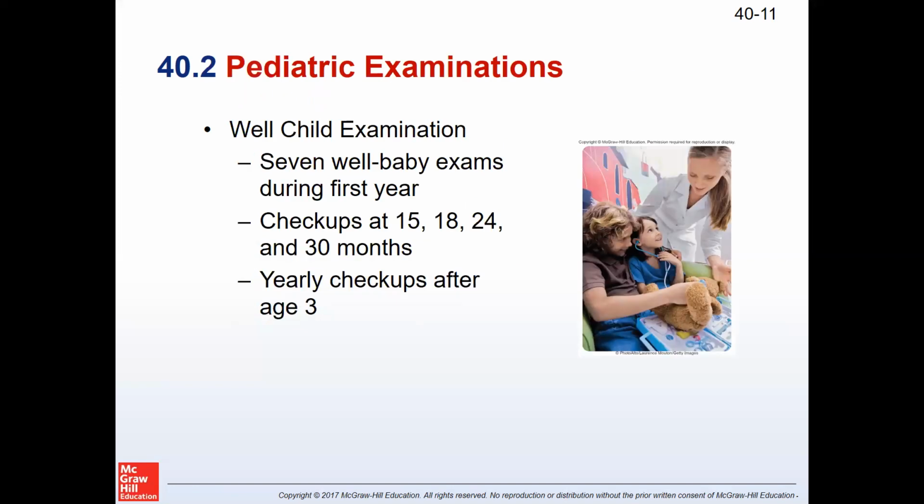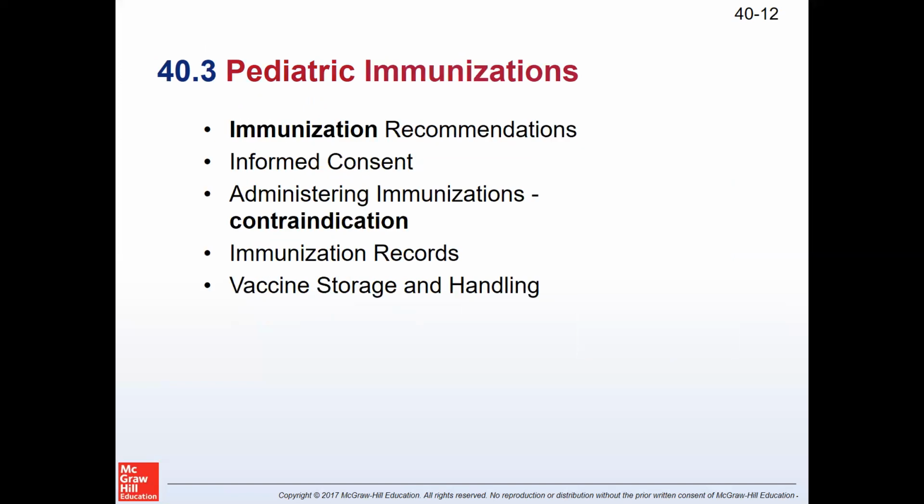Now, our well child examinations, there are 7 of them during the first year, checkups at 15, 18, 24 months, and then 30 months. Then you have yearly checkups after that. You do have immunizations that are recommended for you to get, and there is an immunization schedule to follow. We do want to make sure that you are informing the patient or the parent about the immunizations, that you are administering them correctly and you know the interactions between them, keeping that good immunization record and knowing how to handle and store those vaccines.